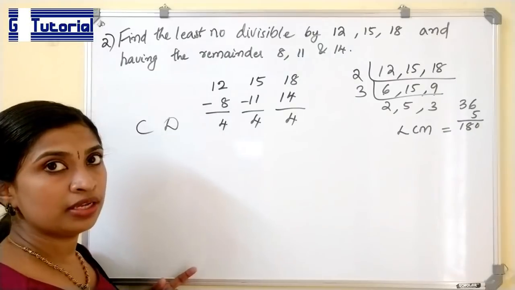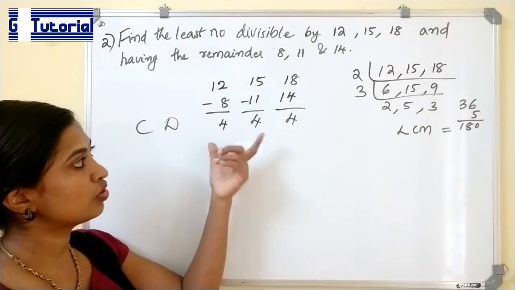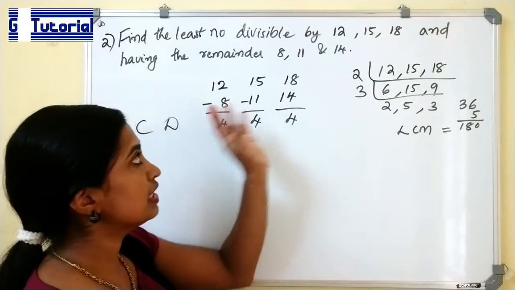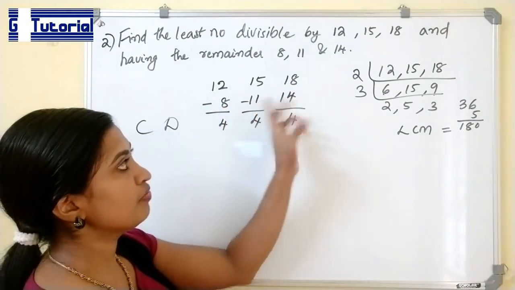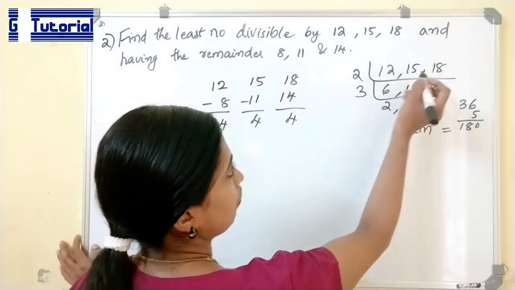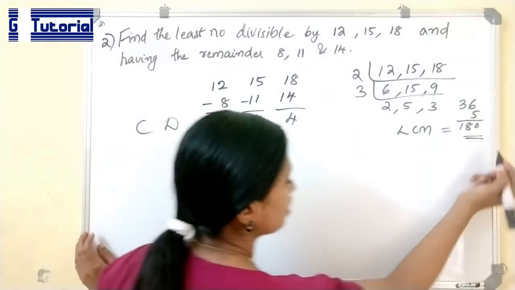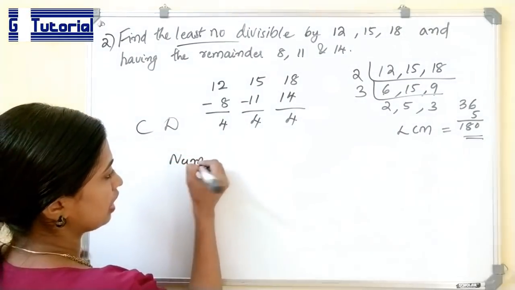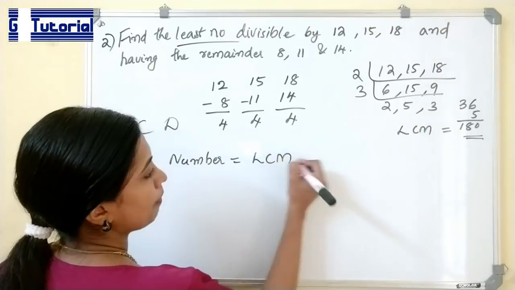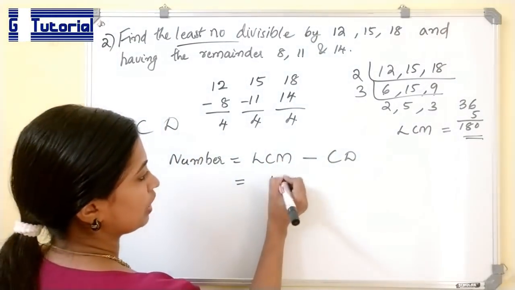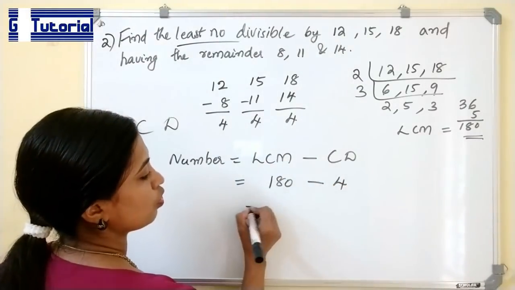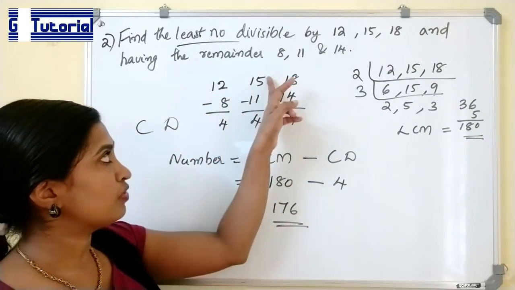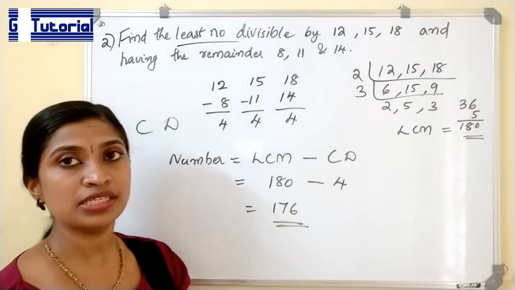Next, we have to find a number which on division by these leaves these remainders. So the LCM of 12, 15 and 18 is the number which is divisible by these numbers, and subtracting gives remainders 8, 11, 14. So let us find the LCM of 12, 15 and 18. It is 180. So the required number is equal to the LCM minus the common difference. LCM is 180, and 180 minus 4 is 176. So 176 is the number which when divided by 12 leaves 8 as remainder, when divided by 15 leaves 11 as remainder, and when divided by 18 leaves 14 as remainder.